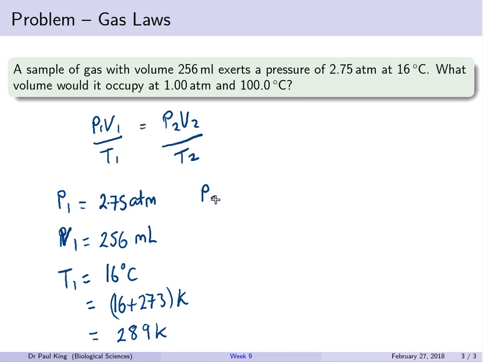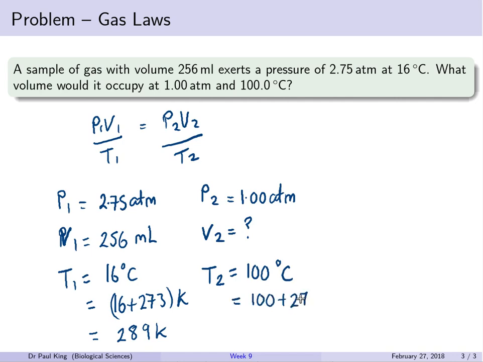Our final conditions, P2, V2 and T2, are what? Well, the final pressure, P2, is 1 atmosphere. Our final volume is what we're trying to work out, and our final temperature is 100 degrees centigrade, which again we're going to convert to Kelvin to give us a final temperature of 373 Kelvin. Okay, so what is it we're looking to calculate? We're looking to calculate V2.